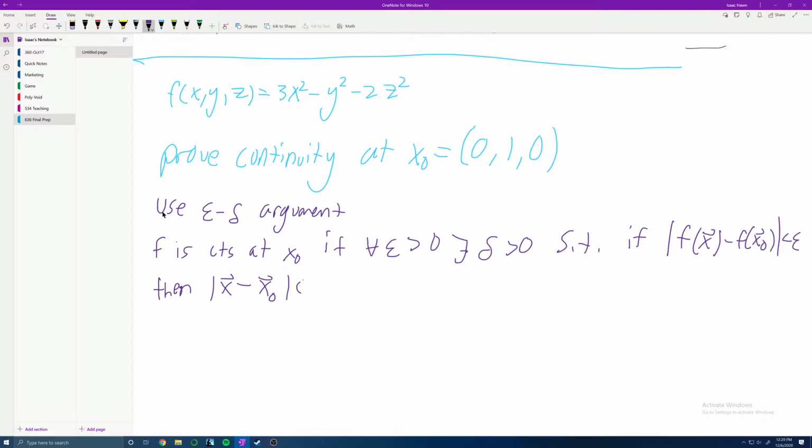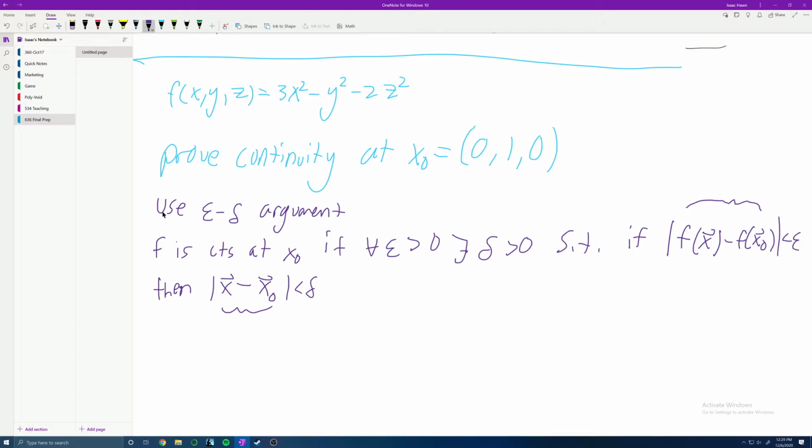So what does this mean here? What this means basically is if we take the distance between f of x and f of x naught, and we can set that to be arbitrarily small for some number greater than 0, and we also have that the distance between the points is small, then we can say that it's continuous. This is the criterion for continuity at a point.